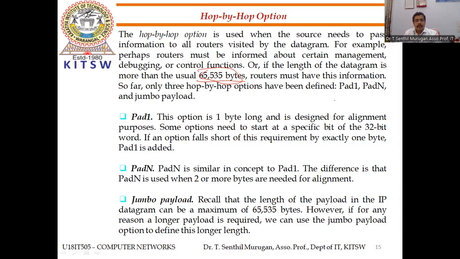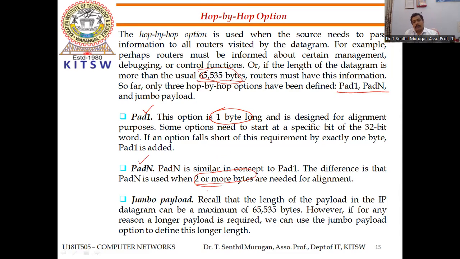There are 3 types of options: pad 1, pad n, and jumbo payload. What are the options? First, pad 1 means the option is 1 byte long, and it is designed for alignment purposes. That 1 byte is used for alignment. That is pad 1. Pad n follows the same concept, but it takes 2 or more bytes to represent the alignment.